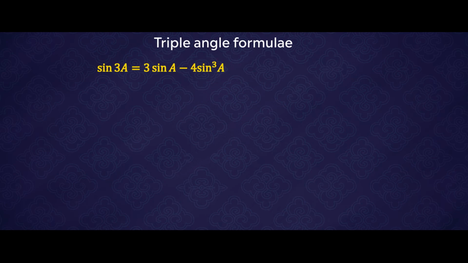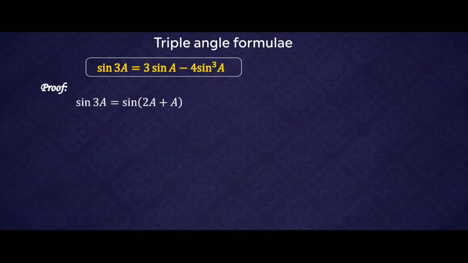So for the triple angle formula, we have sine 3a, cos 3a, and tangent 3a. These are the triple angle formulas, and out of these three, I'm going to derive one of them. Let me derive sine 3a. Now, proof. Here, sine 3a is a triple angle formula. 3 means triple.